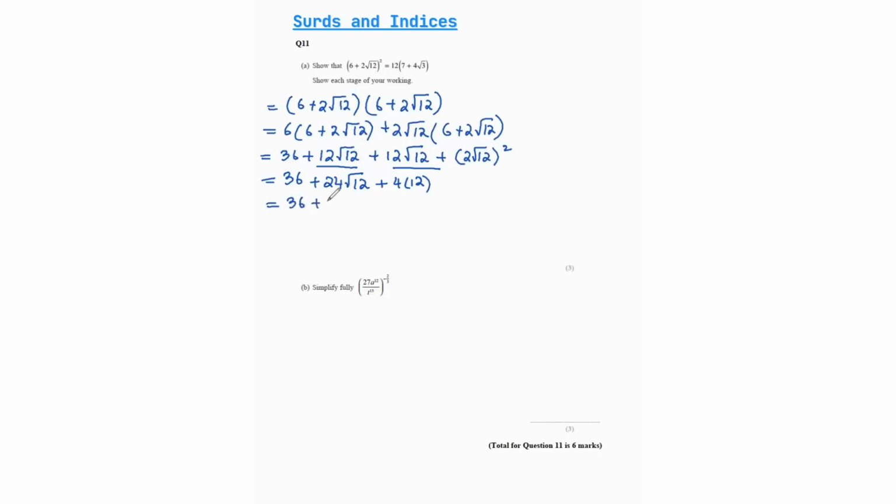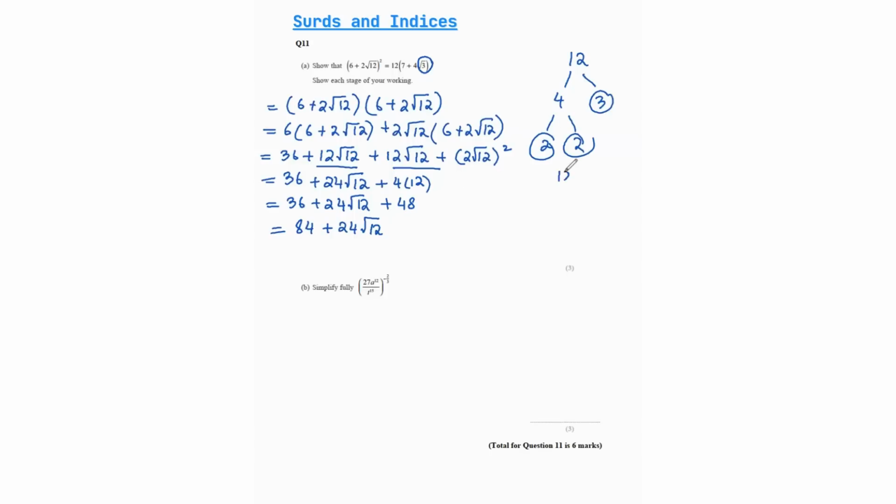Whenever we square a root, what you get is the number that's inside the root. So 36 plus 24 root 12 plus 4 times 12, which is 48. Now 36 plus 48 is going to give us 84. And over here we can see that there's 3 in the root, not 12, which means you prime factorize 12. 12 is 4 times 3. 4 is 2 times 2. 2 and 3 are prime factors, so we cannot further break them down.